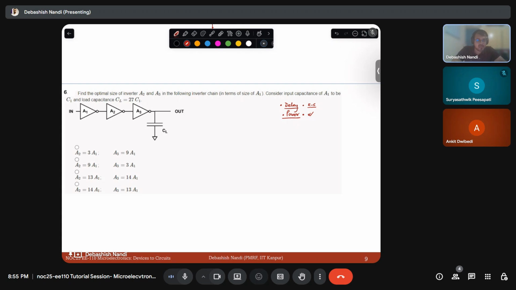For example, transducers, exactly, input transducers and output transducers. For example, earlier we used to cook with wooden ovens, right? But what was the issue? The temperature we were not able to control precisely.